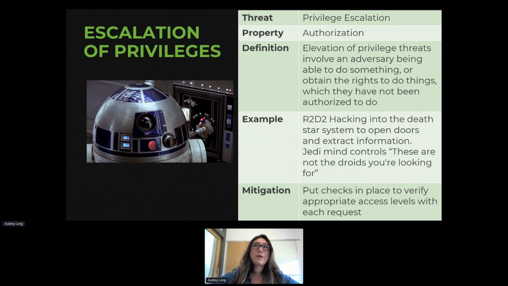In this example, R2-D2 is hacking into the star system to open doors and extract information, as we have seen in pretty much every single Star Wars movie. Some droid is extracting information in some way to help our heroes out in any of the storylines. The mitigation here can be to put in checks to verify appropriate access levels are in place for each request that's going through the system.